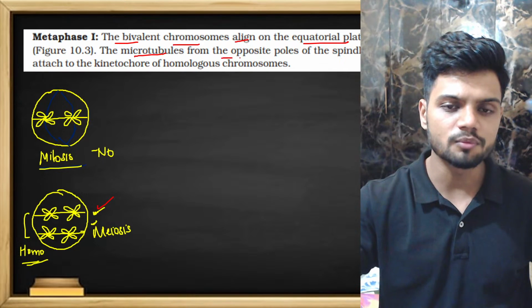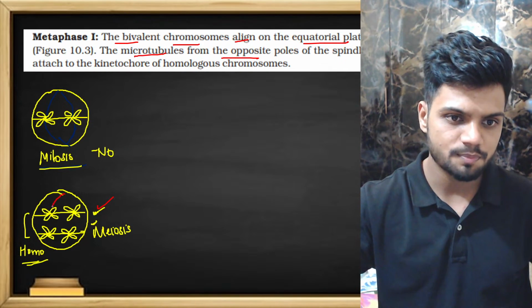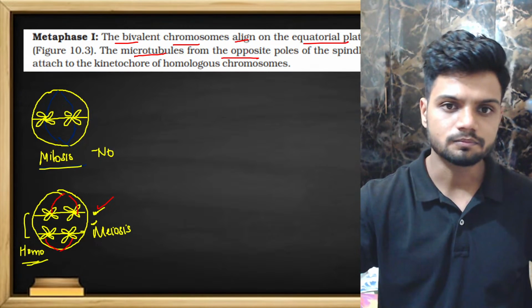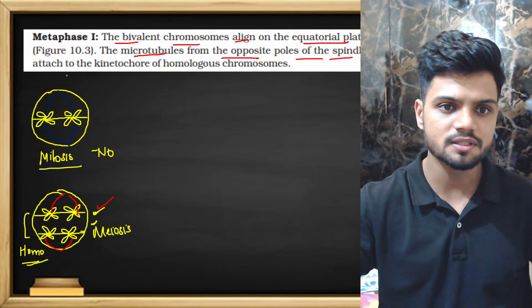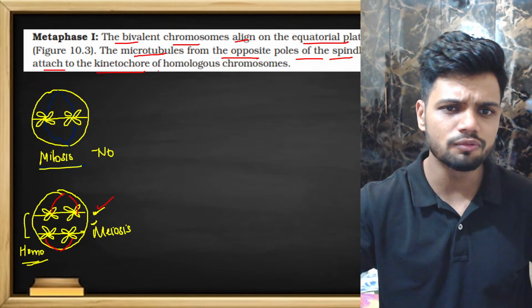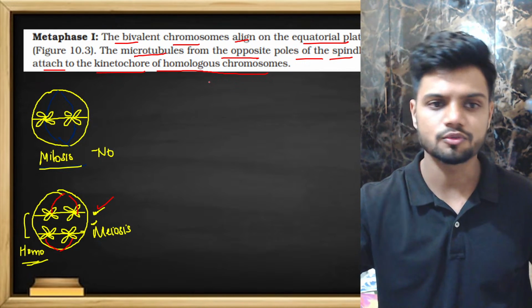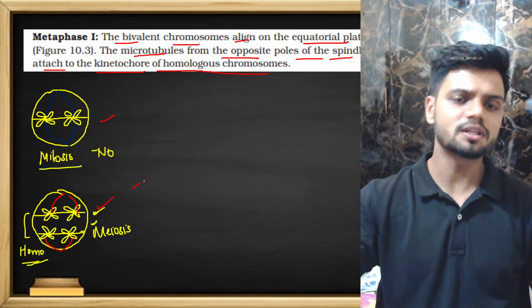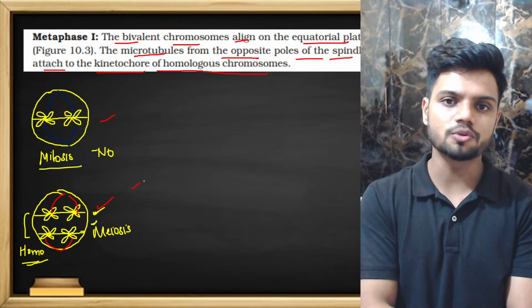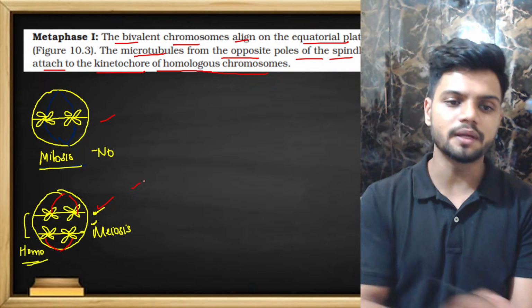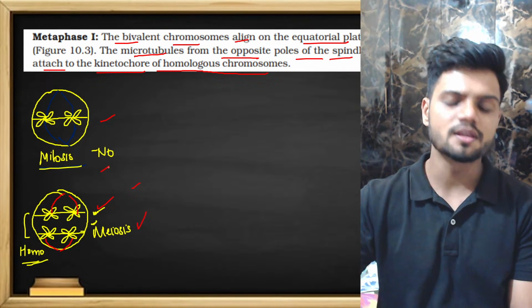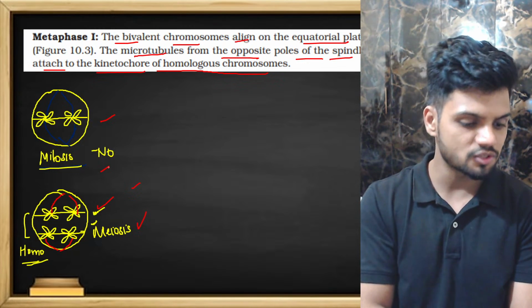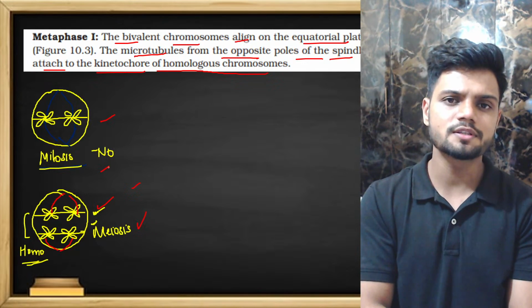The microtubules from the opposite poles, the spindle fibers, are attached to the kinetochore of the homologous chromosome. Now, students, can anybody tell me the difference between this and this, with respect to spindle fiber and chromosome? What is the difference between mitosis and meiosis metaphase with respect to spindle fiber attachment to the kinetochore? Anyone in the chat who can tell me? What is the major difference?